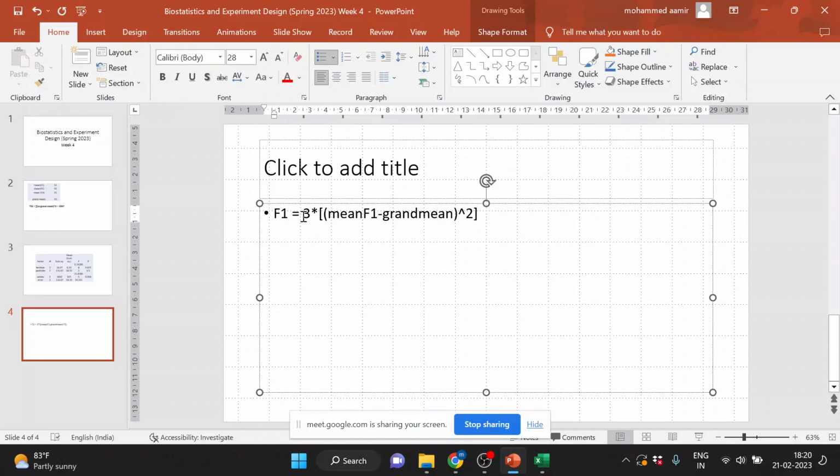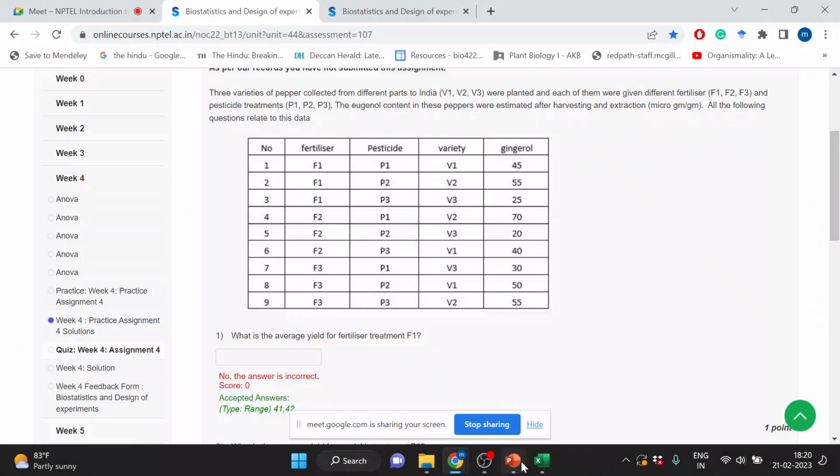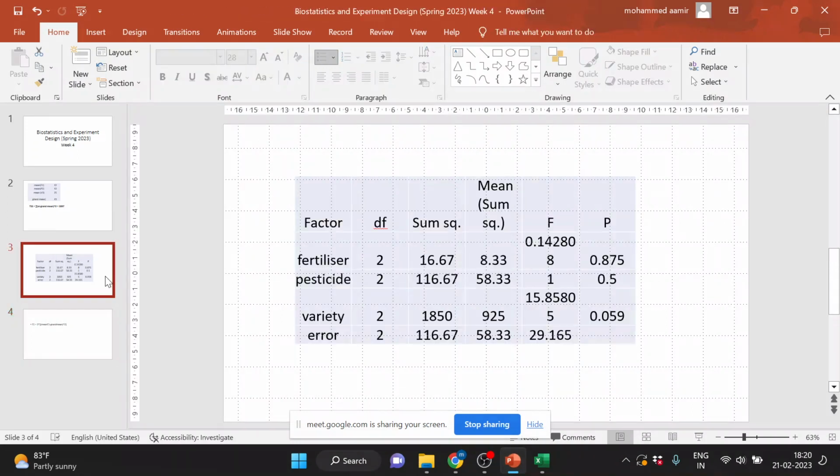F2, again the same thing, 3 into mean of F2. Likewise for F1, F2, and F3, and I sum all of these values to get the sum of squares for the fertilizer. That is nothing but this value, 16.67. Same thing I do for pesticides, P1, P2, P3. I add all of them, I get this. For variety, I add all the 3 things, I get this.